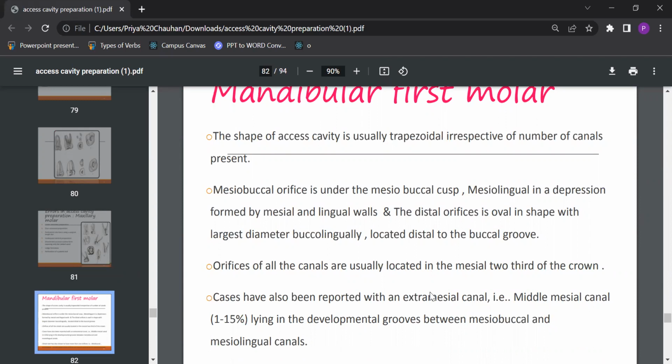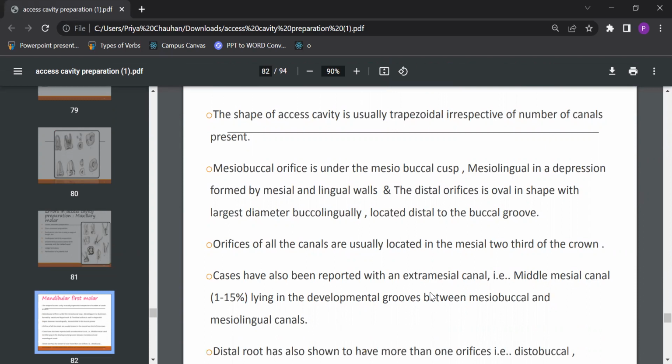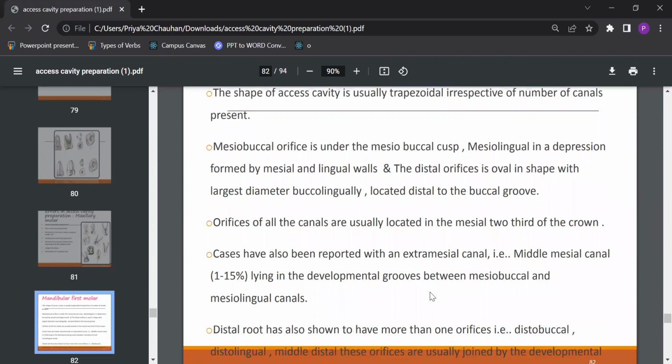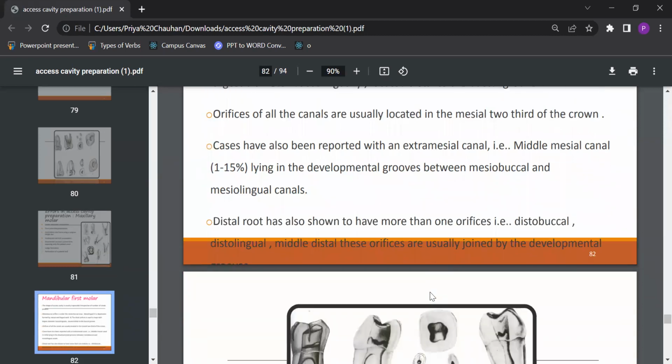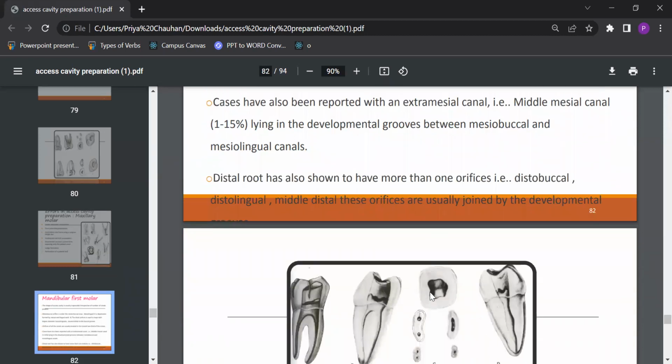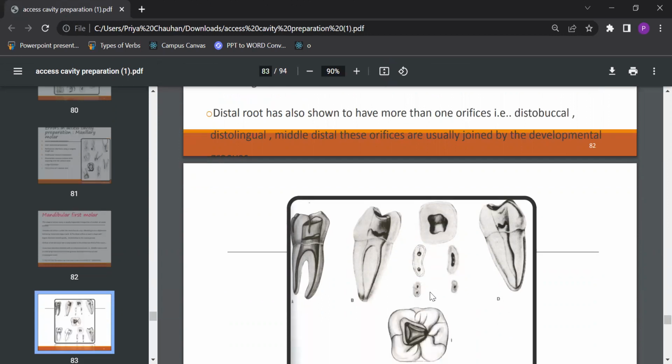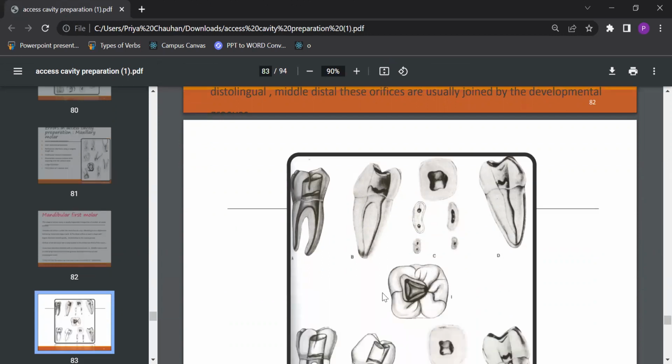Next, the orifices of all the canals are usually located in the mesial two-thirds of the crown. Cases have been reported of an extra mesial canal, the middle mesial canal, in 1 to 15% of cases, lying in a developmental groove between the mesiobuccal and the mesiolingual canals. The distal root may also have more than one orifice: distal buccal, distal lingual, and middle distal. These orifices are usually joined by the developmental groove. See the diagram.